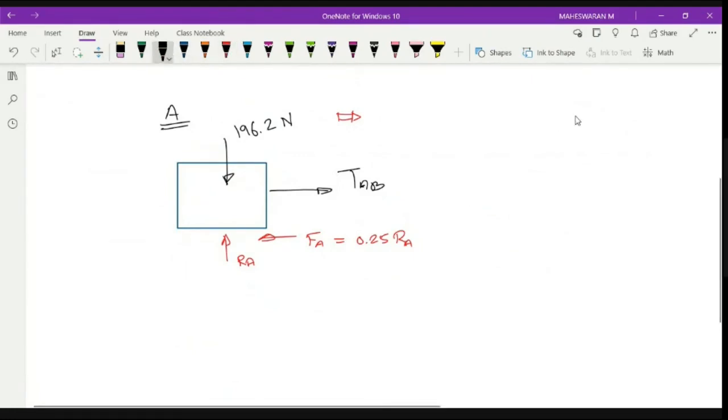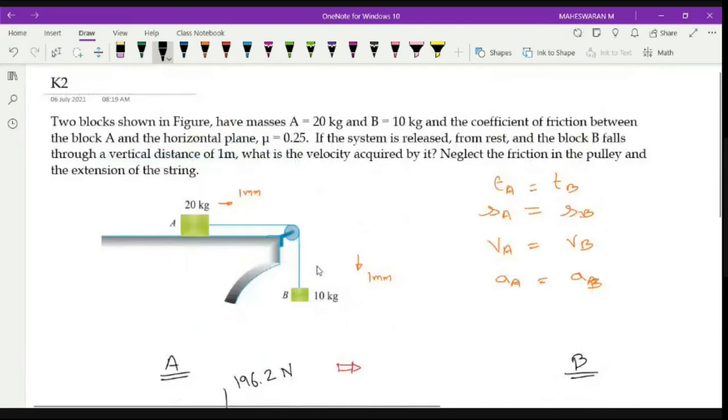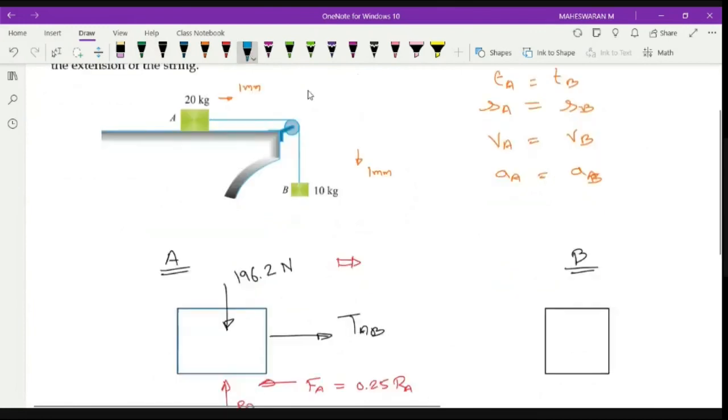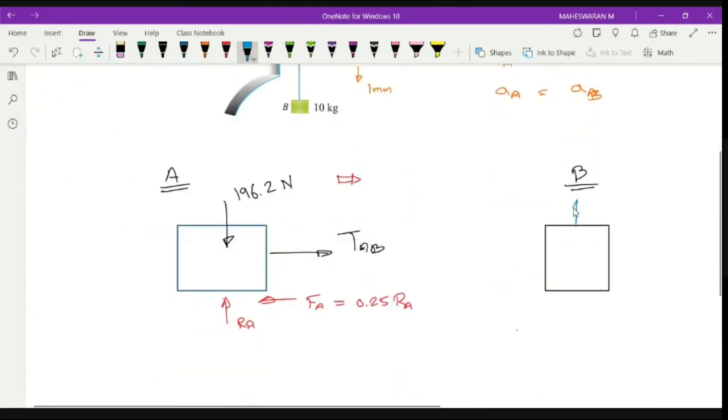So what about block B? If I consider block B, it is hanging, right? It is connected to a thread. So we'll have TAB in the upward direction, and there is a weight acting down. 10 kg, so 10 into 9.81, right? So we'll get 98.1 Newton. Okay, any other force? Do you have any other force? No, there are no other forces on block B. What is the movement of block B? Your block is moving downward, right? So this block is moving downward.